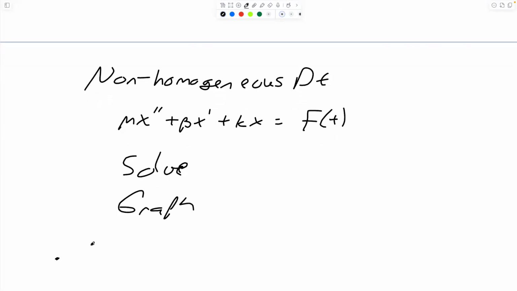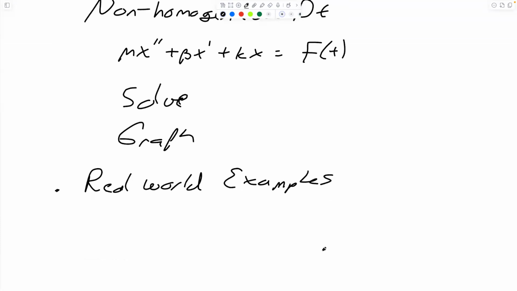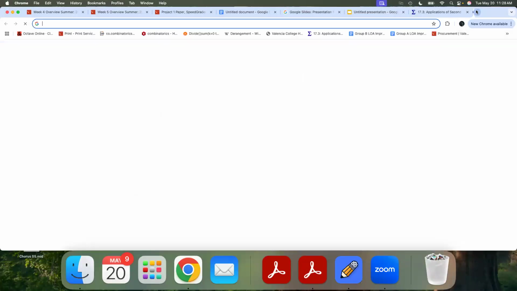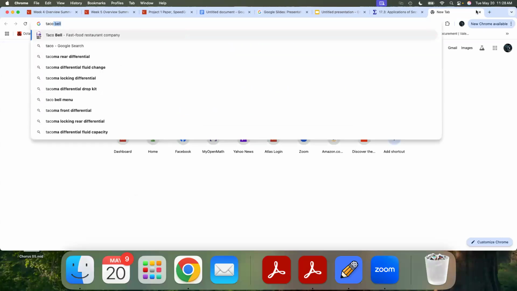Okay, then real world examples. So this part you're going to have a lot more leeway on. I want you to discuss real world examples of forced oscillations, dampening, resonance. These are the phrases that you want to be using. A classic example that pretty much every group that does this project discusses is the Tacoma Bridge.